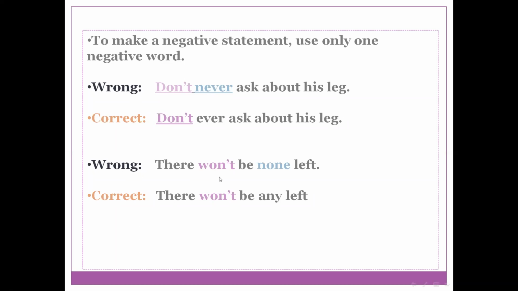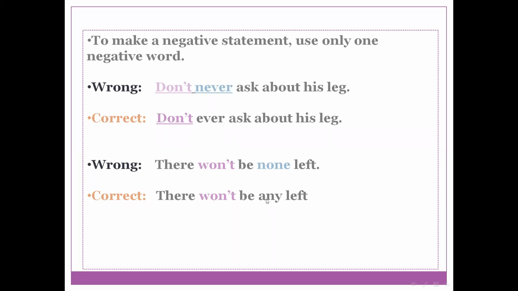Now, there won't be none left. This is one sentence. This is wrong. Why? Because I have two negatives, won't and none. Two negative words. Now, how will I make it correct? There won't be any left. So notice here, I will replace none with any. Okay? There won't be any left. None is negative and any is a positive word.